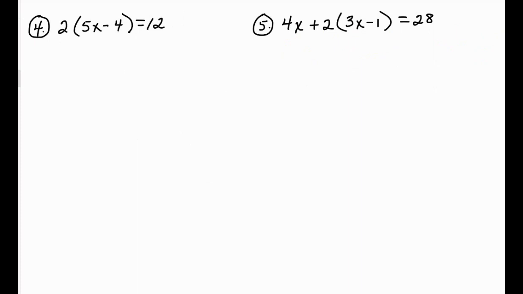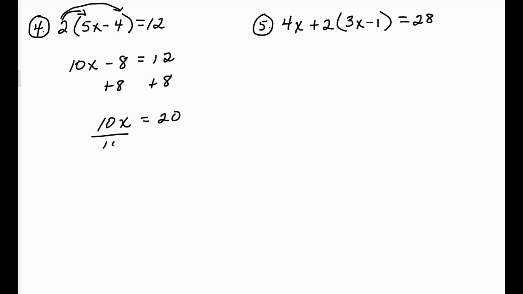Okay, with problem 4, I think that if I just gave you this problem and asked you to attempt this, then I think that most of y'all would start off this problem by trying to distribute. And that's exactly the way that I would start this off as well. Distribute the 2. So everything in the parentheses gets multiplied by 2. So this will give me 10x minus 8 equals 12. Then I'm going to add 8 to both sides of the equation. So 10x equals 20, and divide both sides by 10, x equals 2.